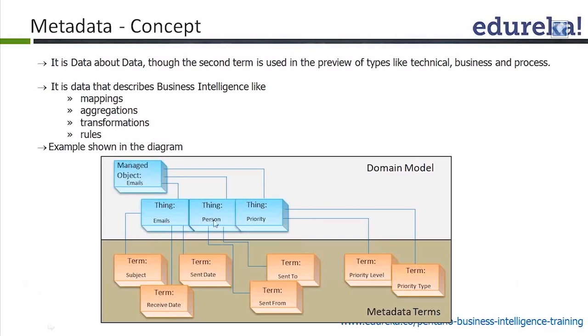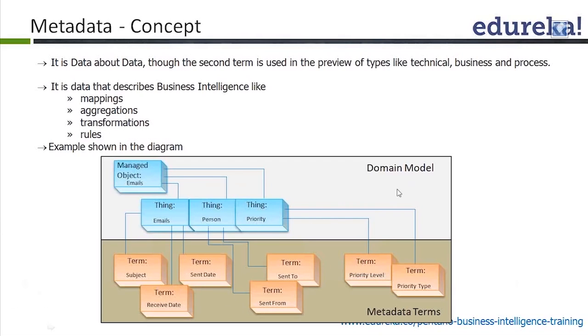Then things which are person. So here at the domain model, everything is a thing. At the second layer, at the top layer, it is an object. So the object is a relational mapping, a mapped object which has 3 things associated, and each thing is email, person, and priority. If you think from an OOPS perspective, you can correlate this example easily.